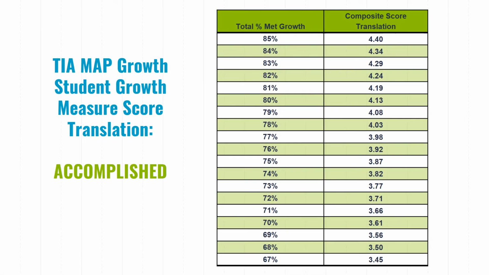The student growth measure composite score translation table provides similar translations for each of the 5 T-test aligned performance levels. The accomplished level of student growth performance has a range of 67 to 85% of students who need to meet their pre- and post-test growth expectation. If 82% of students meet their pre- and post-test growth expectation, then the translated TIA student growth score would be 4.24. If 67% of students meet their pre- and post-test growth expectation, then the translated TIA student growth score would be 3.45.